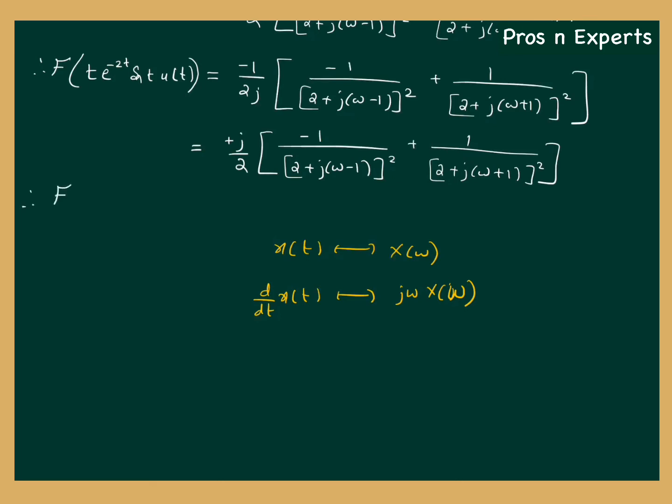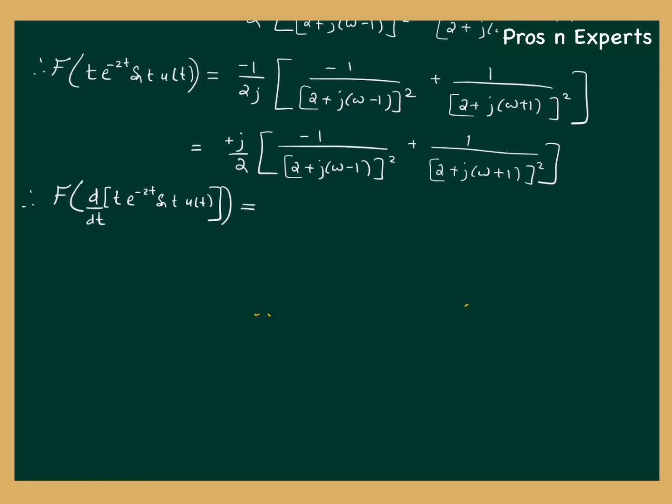Therefore I can write the Fourier transform of d by dt of t e raised to minus 2t sin t u of t will be equal to, multiply the RHS by j omega. That's what the time differentiation property says. Okay, so j omega into j by 2 into minus 1 by 2 plus j into omega minus 1 the whole square plus 1 by 2 plus j into omega plus 1 the whole square.